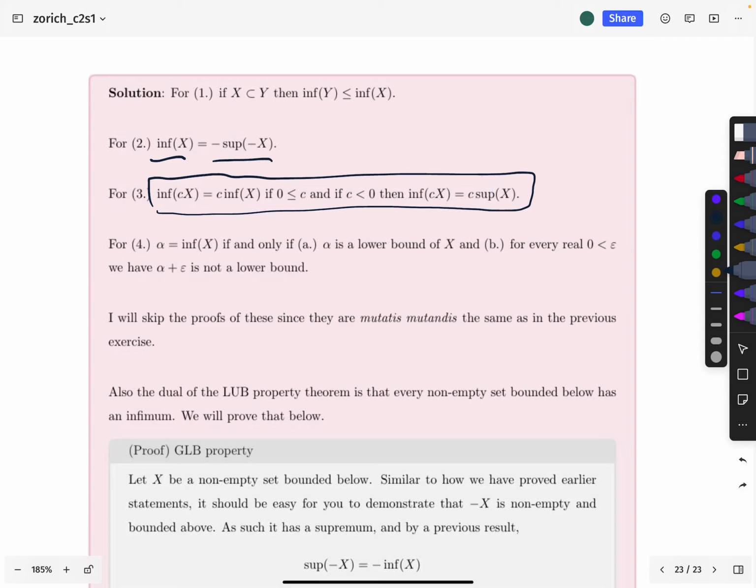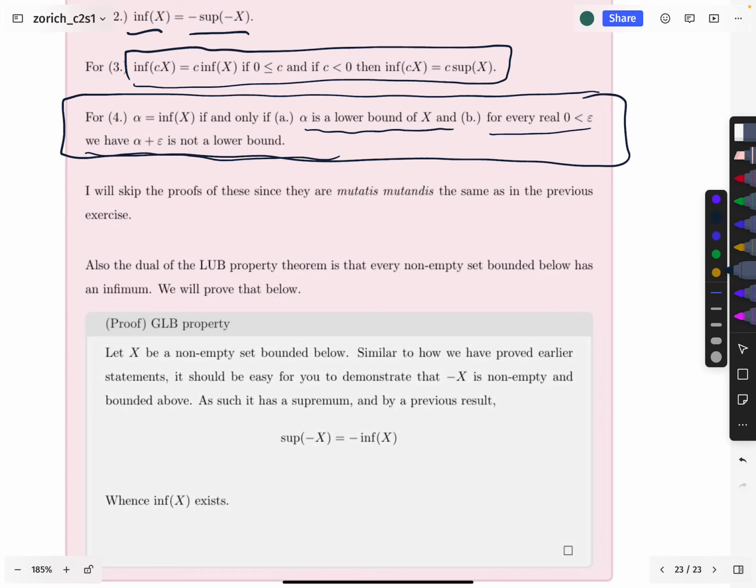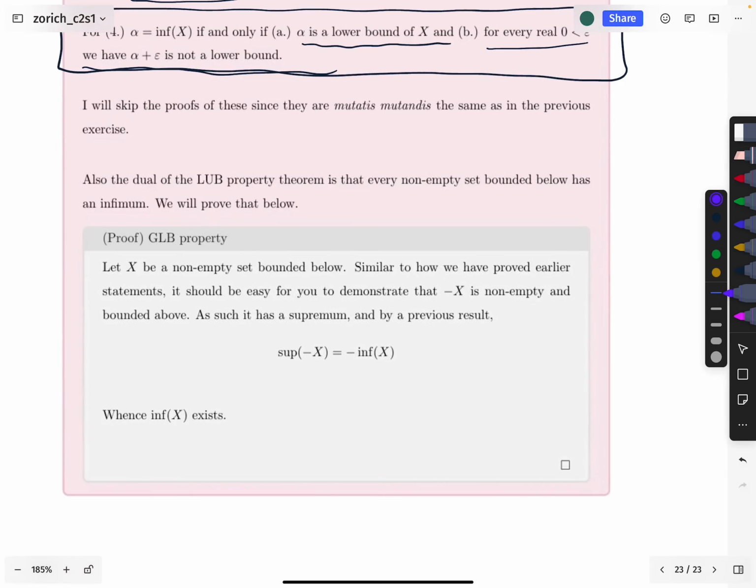Okay, cool. And then a similar statement for the inf, if and only if, for all positive real epsilon, alpha is a lower bound, and for every positive real epsilon, alpha plus epsilon is not a lower bound. So there's a little bit of subtlety in what you have to change to get the dual, but there they are. Okay, here's the proof of the GLB property, which is the dual of the least upper bound property.